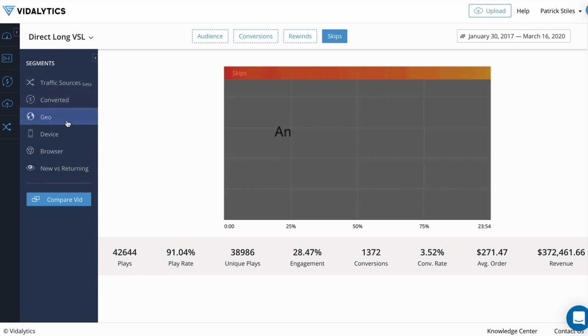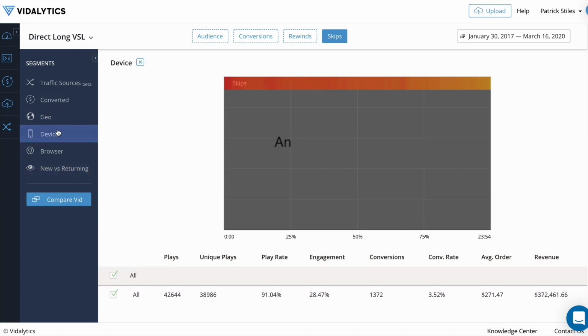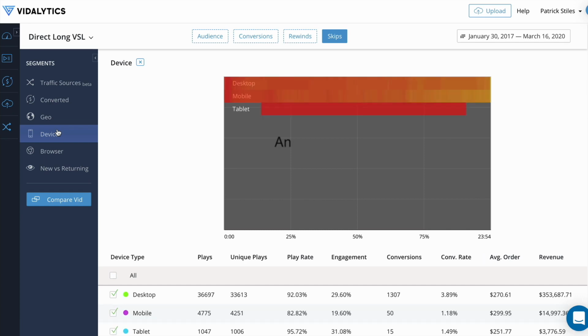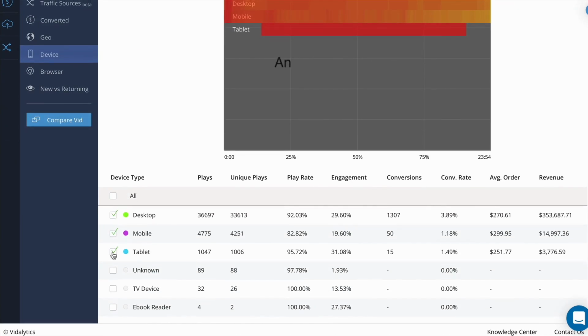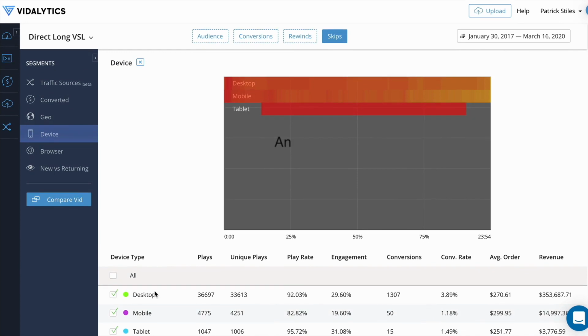So segments are basically ways to slice and dice your video stats so that you can look at different groups of viewers. Maybe you want to see how different devices are watching your video. Well, let's go ahead and apply that to this video here. It automatically applies the top 3 segments based on the number of plays. So for this, it's going to be desktop, mobile, and tablet, which makes sense. These other ones are really obscure devices. I don't even know how this traffic got in here, like ebook readers and stuff like that. So it's nothing that we really need to worry about.